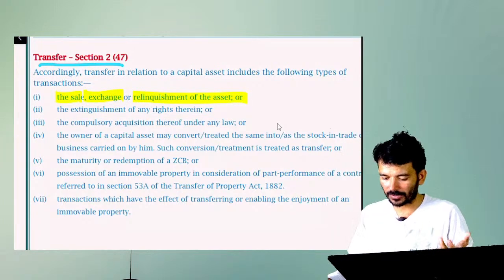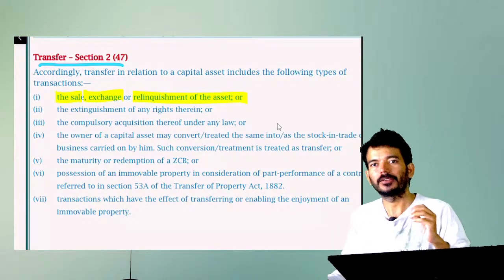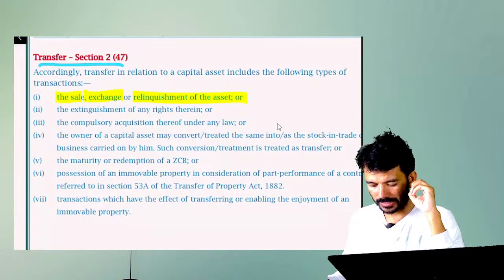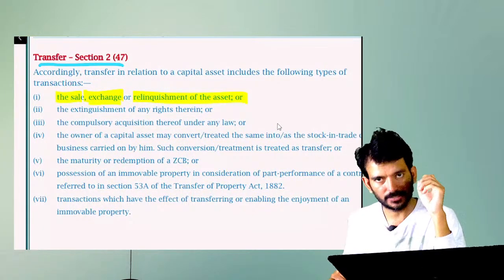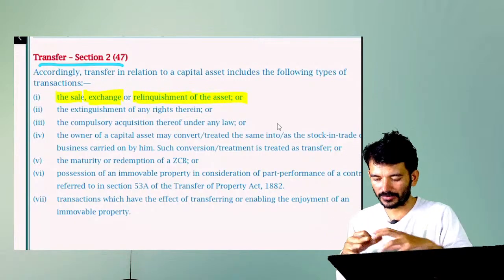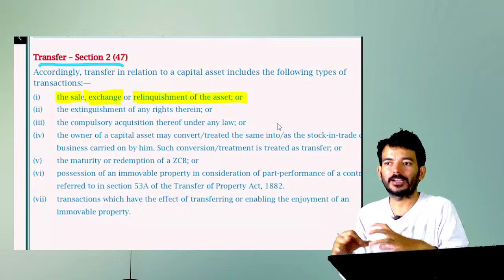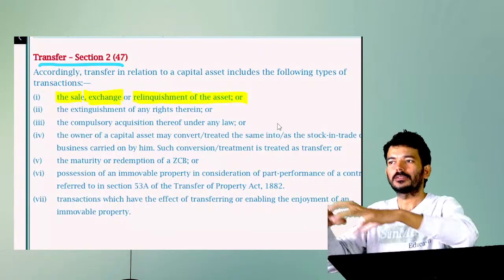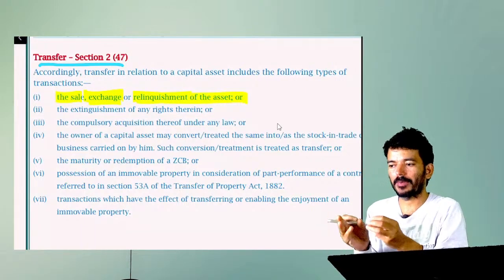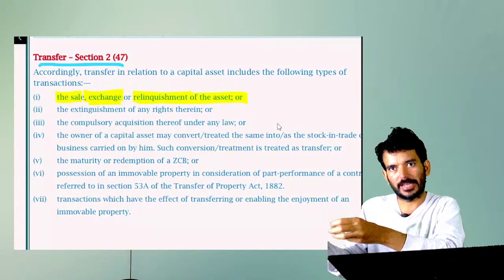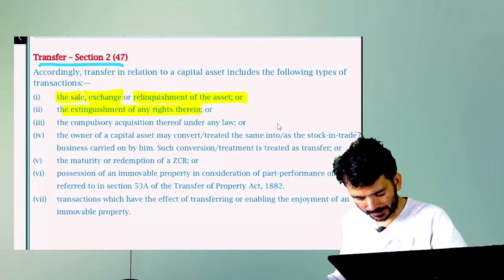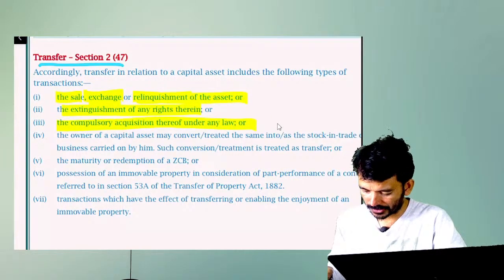In normal parlance, we think that okay, only on a sale there will be a transfer, but the fact is that it's not necessarily a sale. It can be an exchange, like you have an asset and you're exchanging that asset with some other asset, or you're relinquishing the right in an asset. Like there is a building, I'm having only 25% of the stake in that building, I'm relinquishing my right, so that is also a transfer. Extinguishment of any rights, compulsory acquisition under any law.